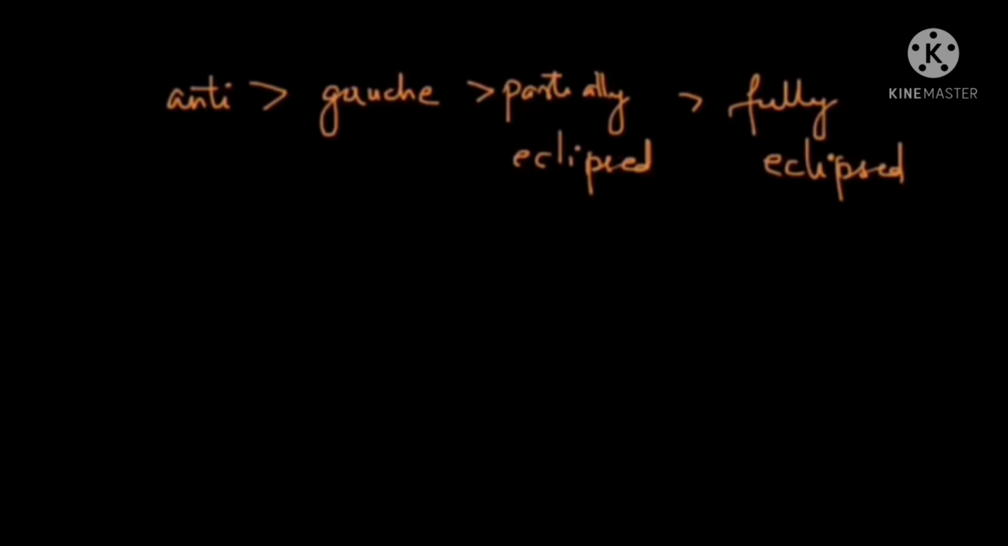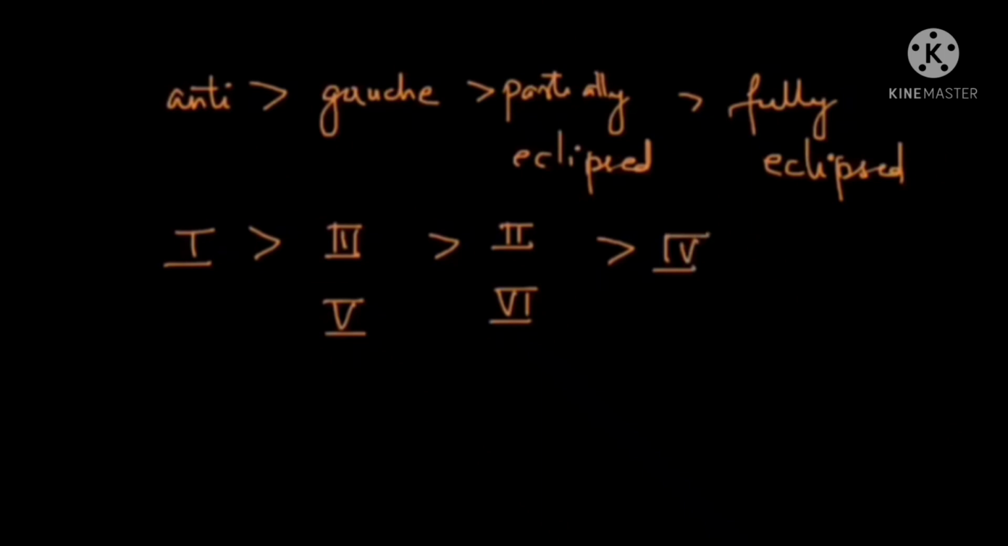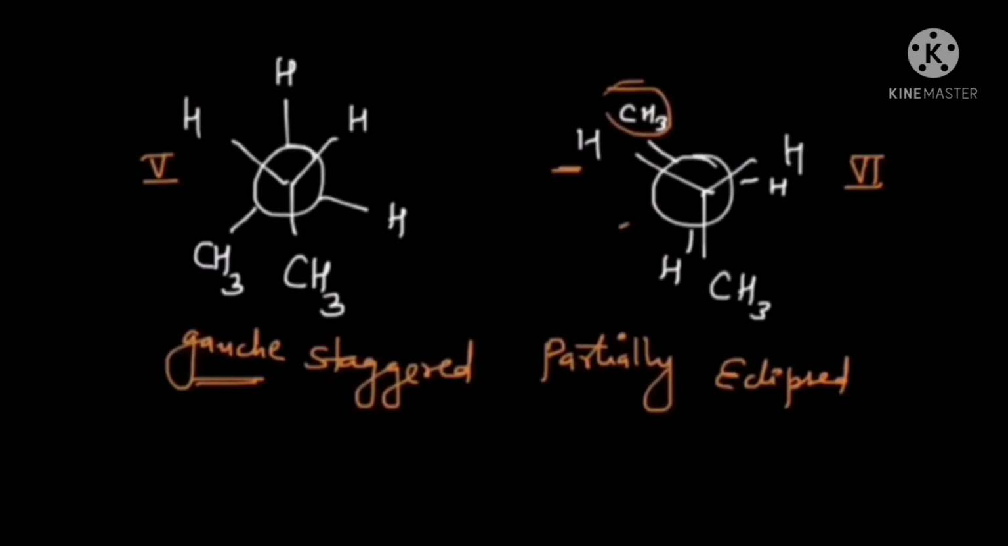So since I numbered these structures, I can write: the anti form is more stable than 3 and 5, which are the gauche forms, which are more stable than 2 and 6, which are the partially eclipsed forms, and the least stable is number 4, that is the fully eclipsed form. You can verify them from these numbers here.